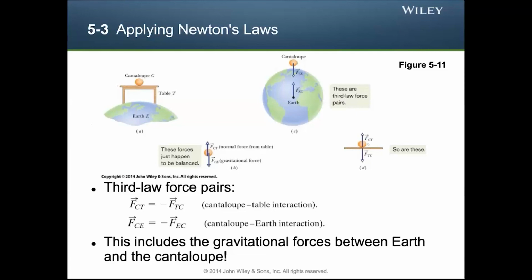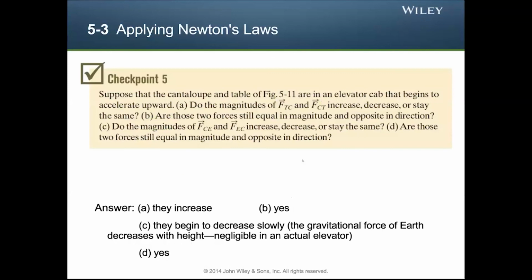And we can look at this for a closer example. Again, we're reducing our frame of reference. So now we're just looking at the table. So cantaloupe to table, table to cantaloupe. Again, it must be equal. And they're calling these force pairs, right? Okay, checkpoint. Suppose that the cantaloupe and the last figure are in an elevator that begins to accelerate upwards. Do the magnitudes of F table to cantaloupe and F cantaloupe to table increase, decrease, or stay the same? Again, they must increase because you're accelerating now.